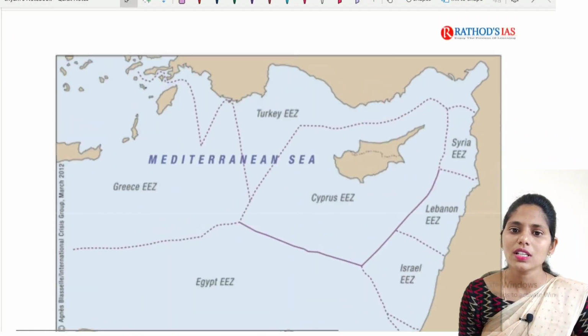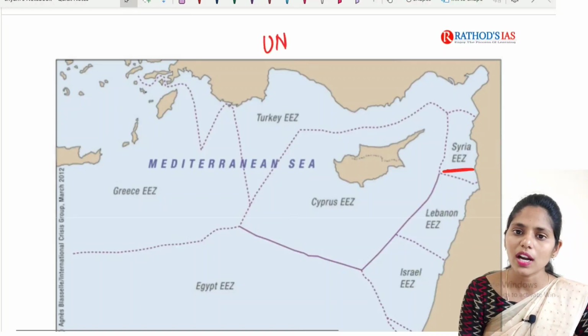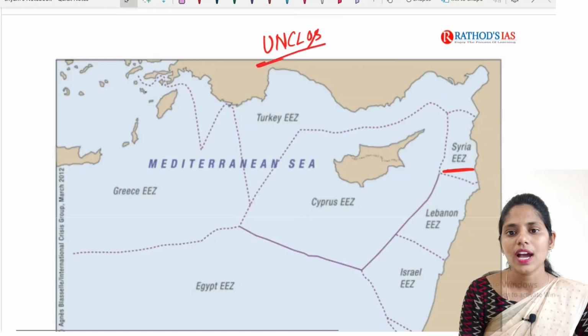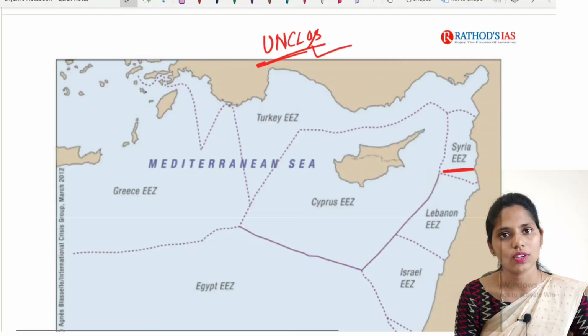Okay, so in this map you can understand the exclusive economic zone. According to UNCLOS, we have some rules, right? The main things which come under it are internal water, territorial water, and exclusive economic zone.